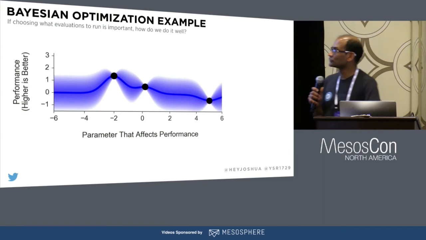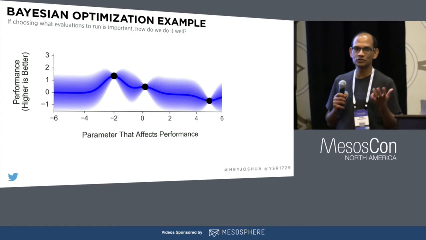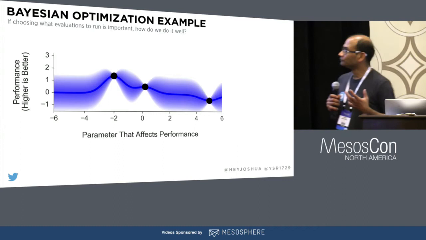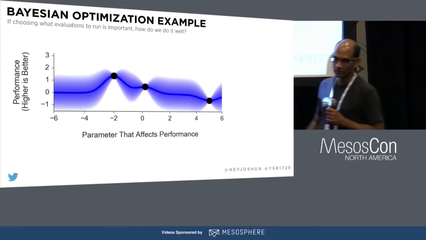So the way Bayesian optimization learns is that it models the unknown function as a stochastic process. It's what's called a Gaussian process. And this is a probability distribution over functions. One way to think about this is that at any point of the space of the settings of the input parameter, there's a distribution of values that the function might take.